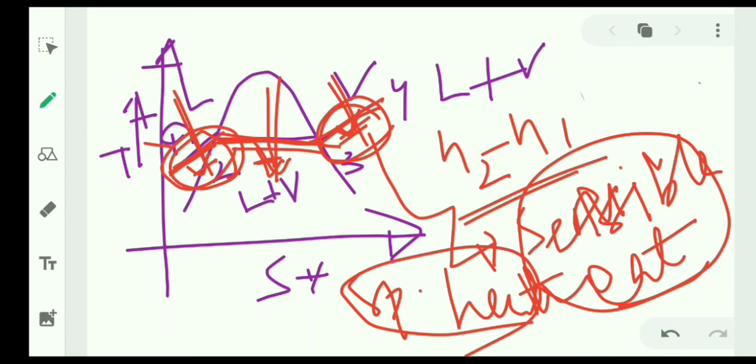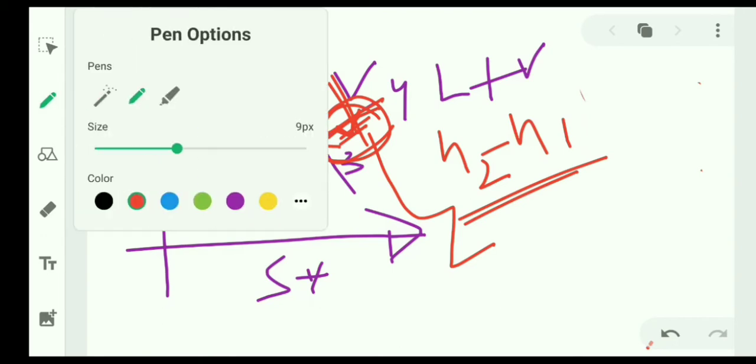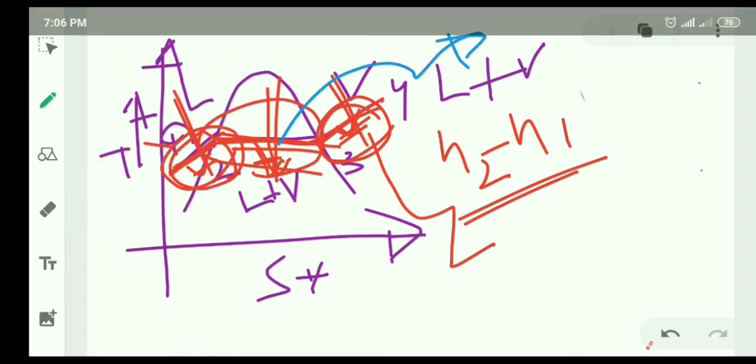But whatever heat is added during the 2 to 3 process, we call that latent heat.